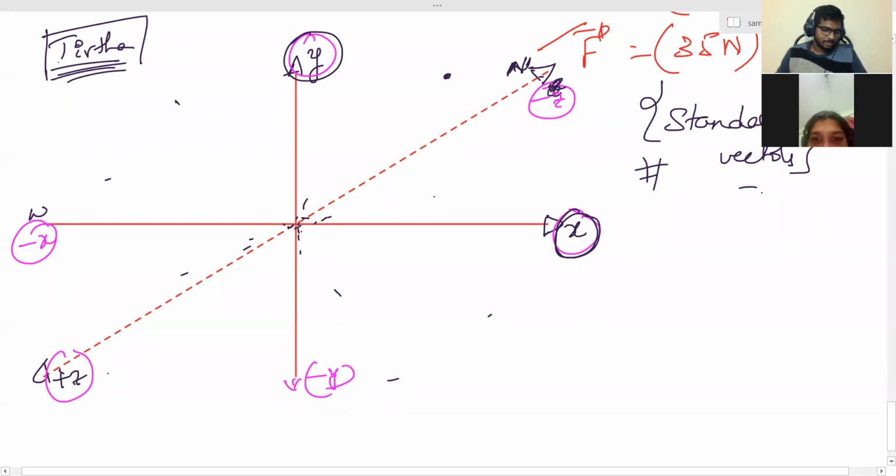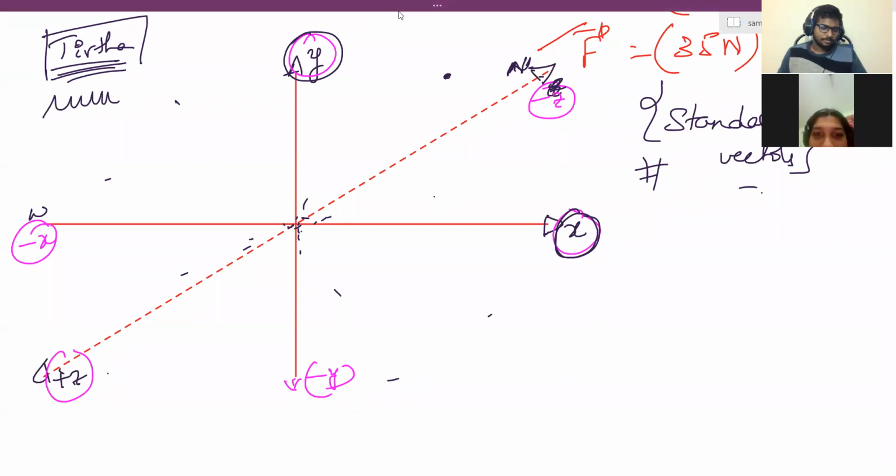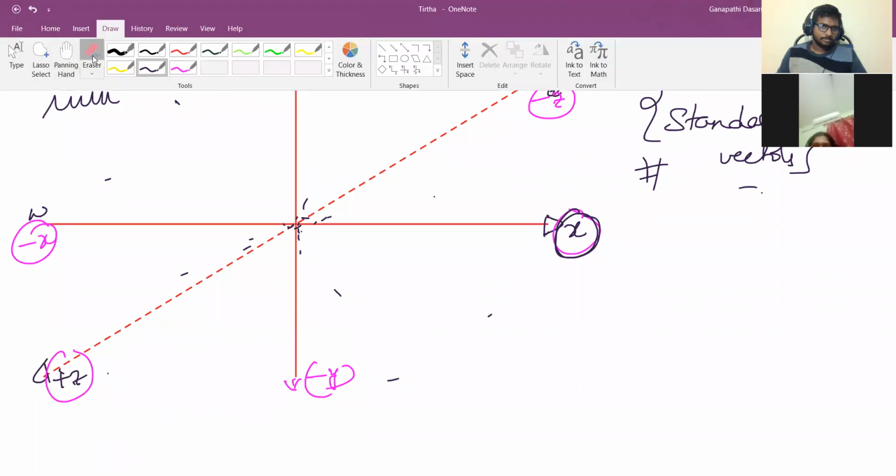No, sir. Now I can see, sir. Now I can see. Okay, you can see, Tirtha? Yes, sir. Now I can. Before, not able. Okay. You can see anything I'm writing here? Yes, sir. Now I can see. Okay.